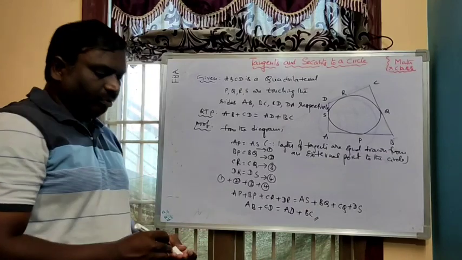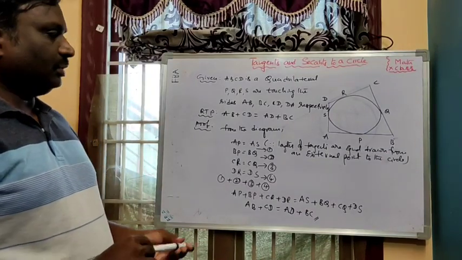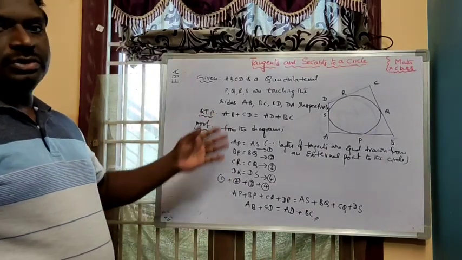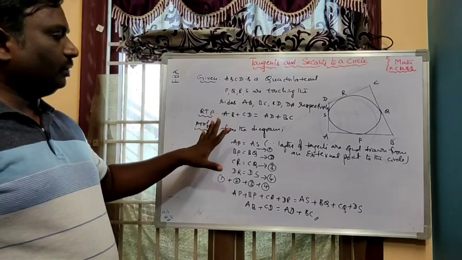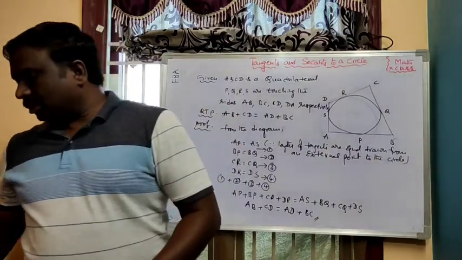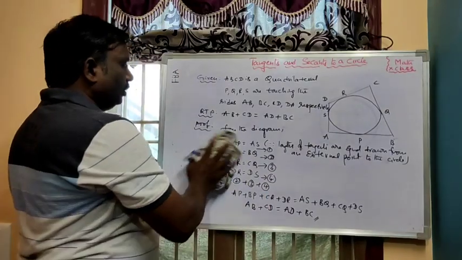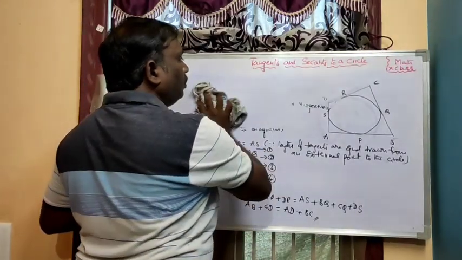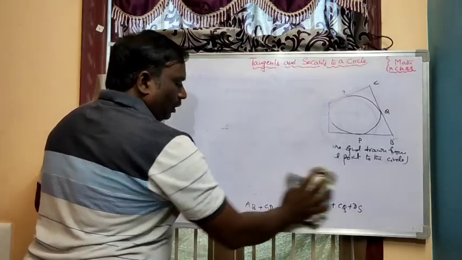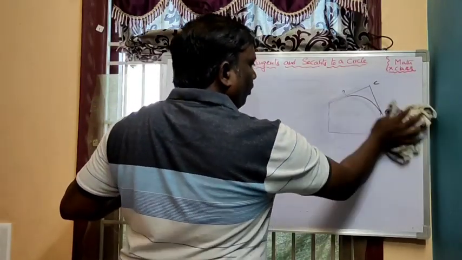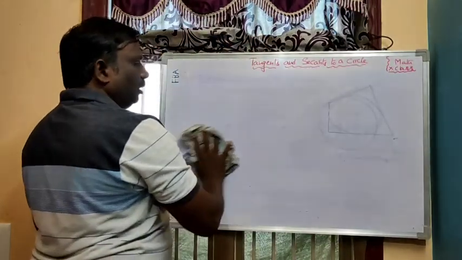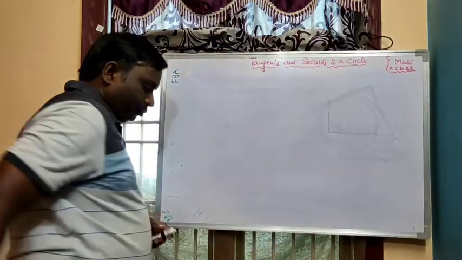This is also one of the important questions for the exams. So this is the fourth statement. Based on all these four statements, we can do the questions from the second exercise. Hope you understand this question. Now I will prove that the lengths of the tangents drawn from an external point to the circle are equal.